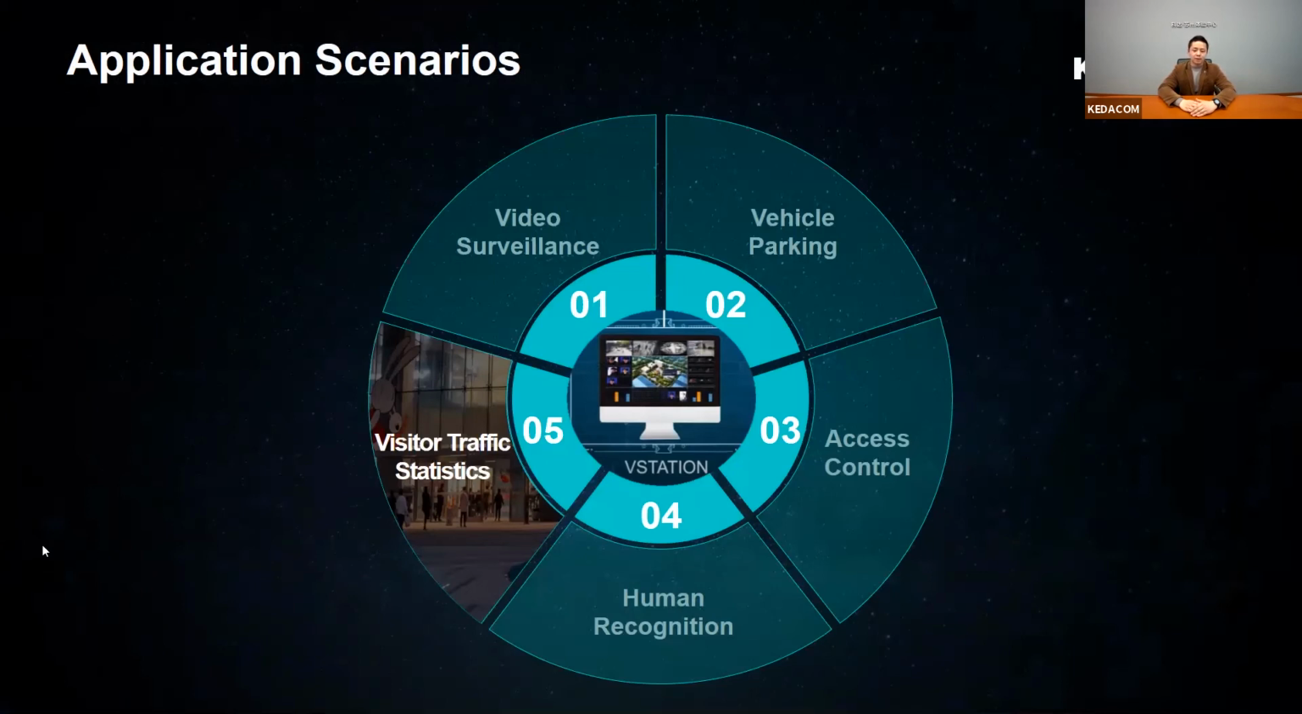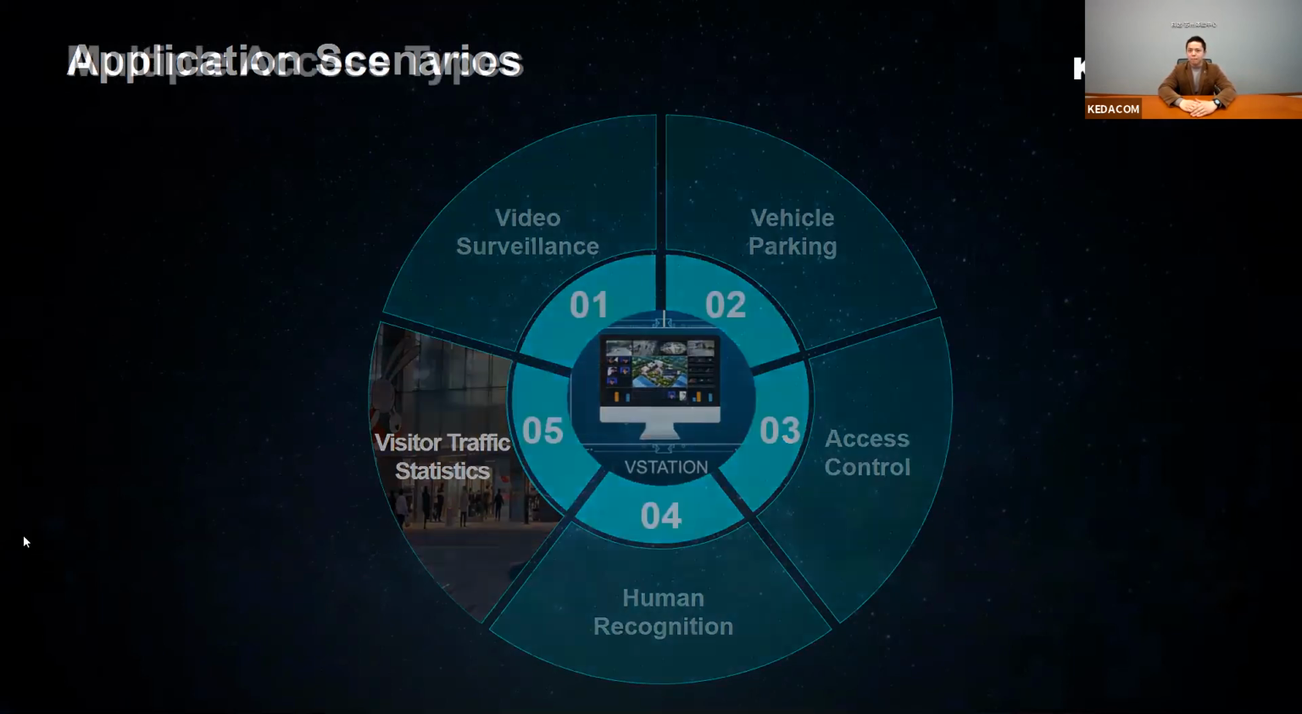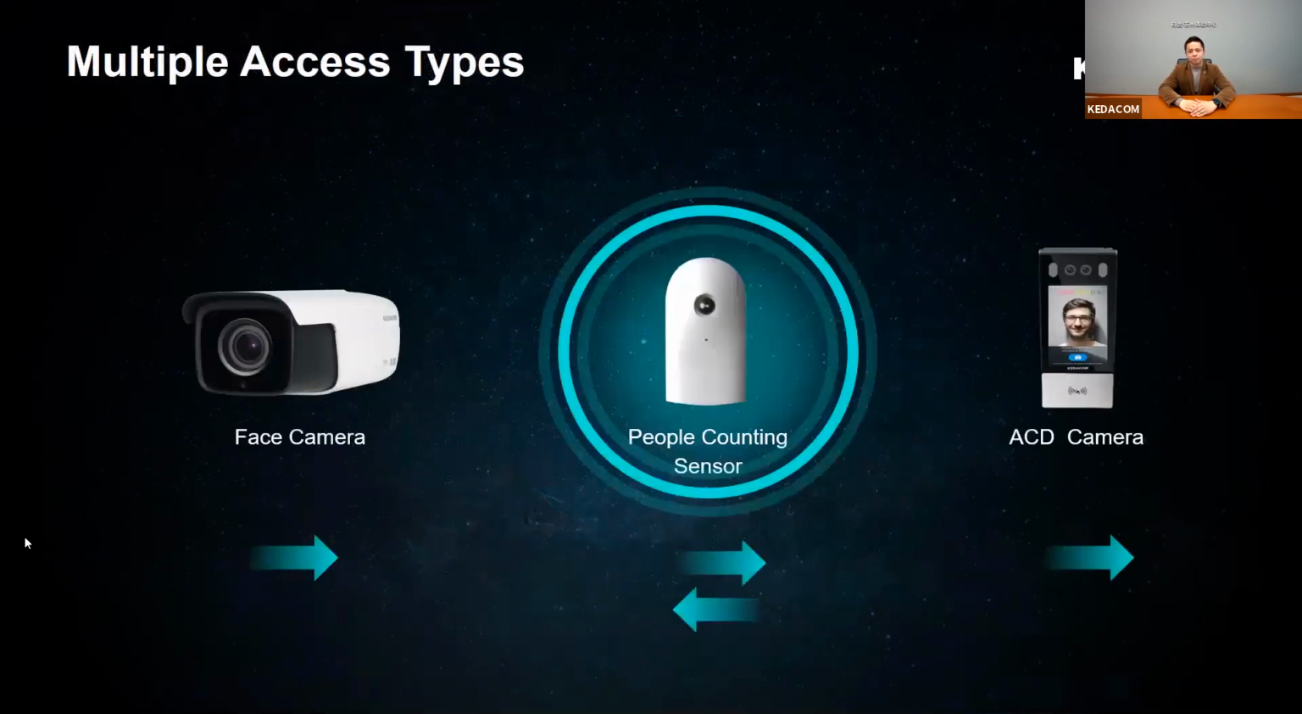In the previous webinars, we've introduced PC4 for this application. In fact, apart from PC4, face cameras and access control cameras can be used as front-end equipment for people counting as well. But the point lies in that PC4 can count in two directions, while the other two can only count people in one direction.